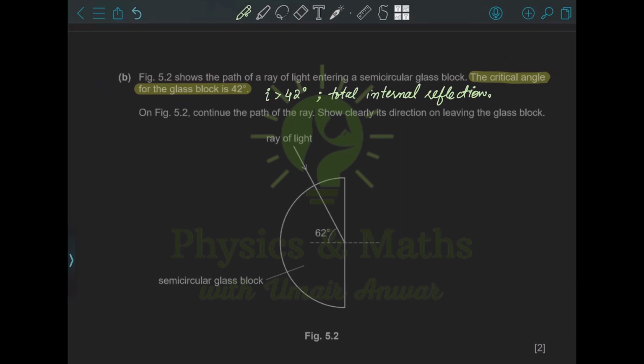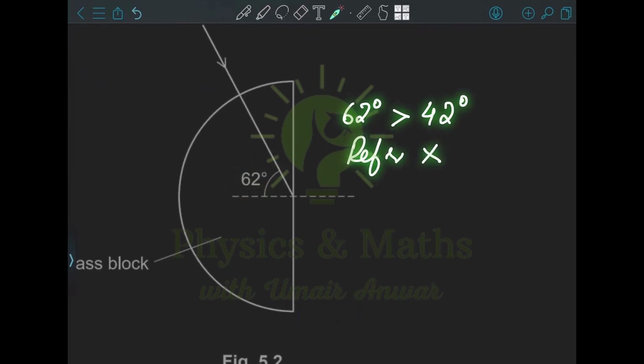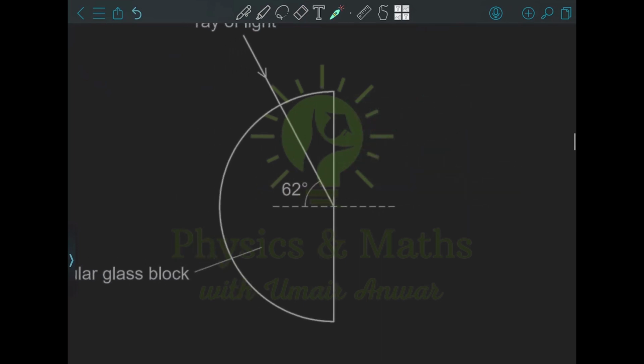Now this ray has an angle of incidence equal to 62 degree. And we know that 62 degree is greater than the critical angle. So it is not going to refract, rather it would undergo total internal reflection over here. Now, after striking this point, the ray would be internally reflected. And whenever the reflection happens, it follows the laws of reflection.